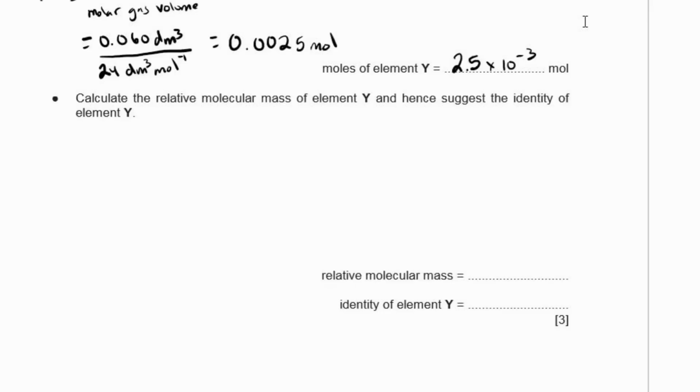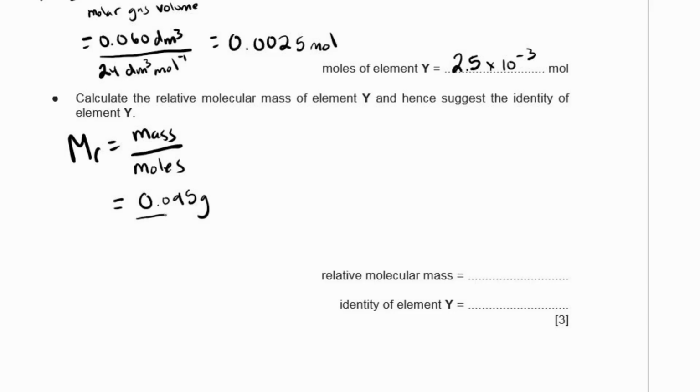All right. So the next part of this is to calculate the relative molecular mass of element Y, and hence suggest the identity of element Y. Okay, so how do you find the relative molecular mass? Okay, so Mr equals mass over the number of moles. So you're told in the question that the mass is a 0.095 gram sample.